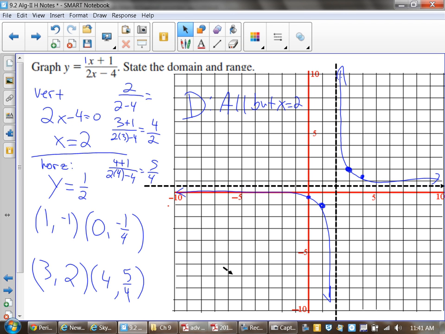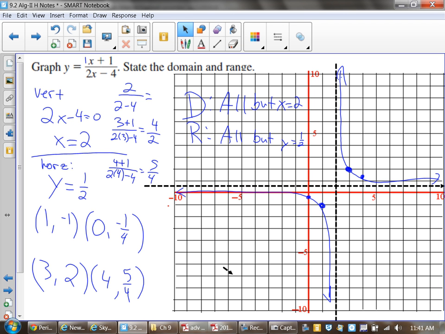All right. And same thing with the range. It's going to be all but... Basically, again, your domain and range are going to be your asymptotes.